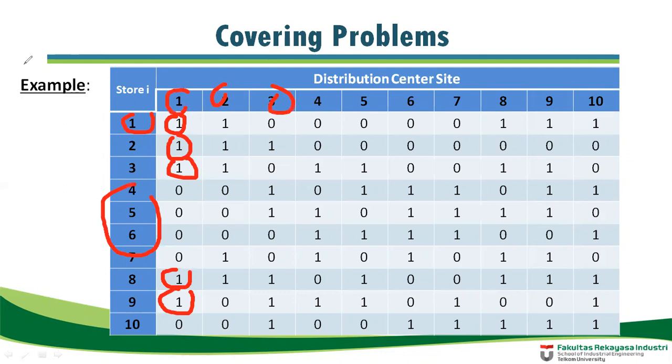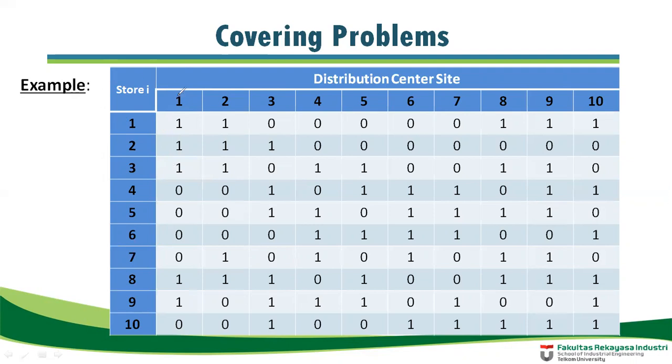So let's begin the calculations. The first thing you have to do is some trial and error. Since you know that binary one represents the DC that should be filled, meaning stores that have not yet been served by the distribution centers. So now let's start with the initial one. I put distribution center number 1 as my first iteration.